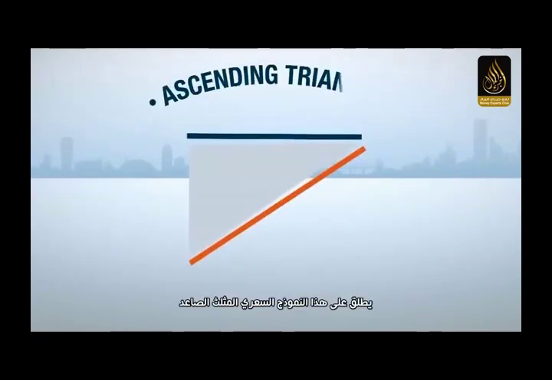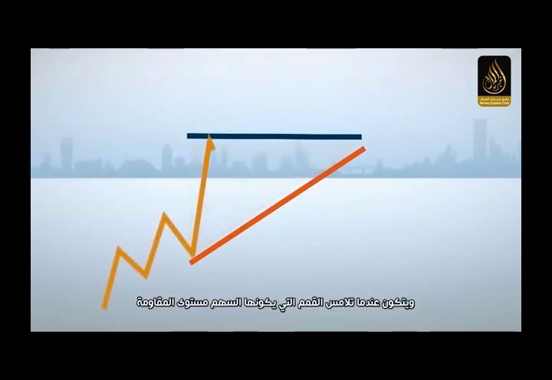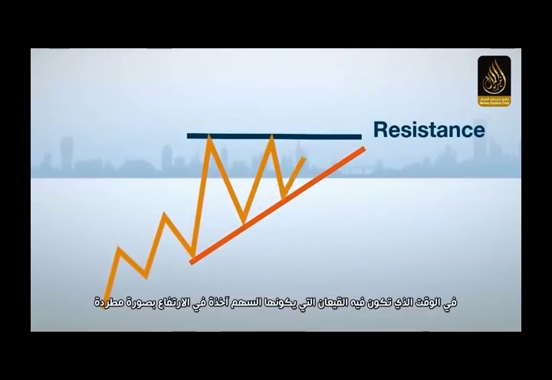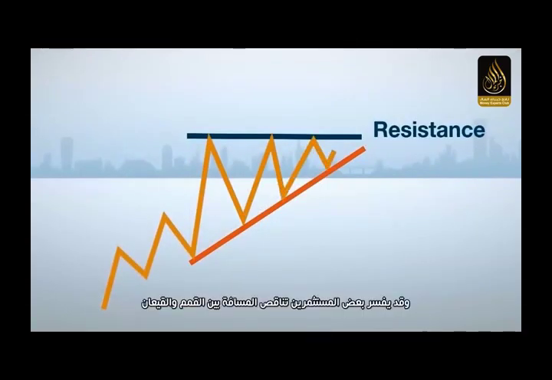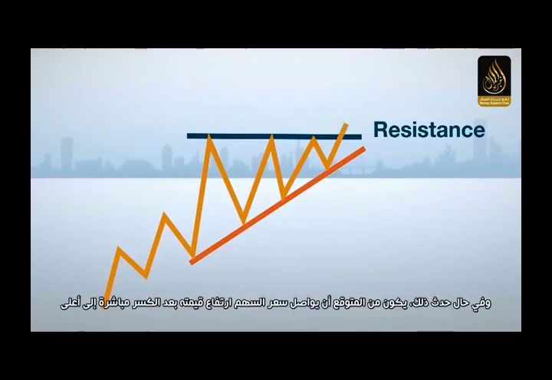This is called an ascending triangle, and it forms when a stock's highs are hitting resistance while its lows are steadily rising. Some investors might interpret the narrowing between the highs and lows as a signal that the stock's about to break through resistance. If it does, the stock's price is expected to rise in value right after the breakout.